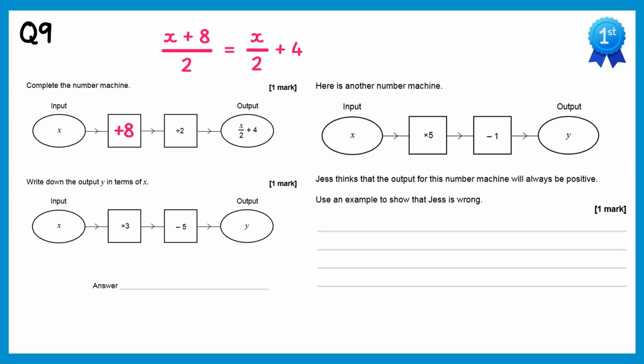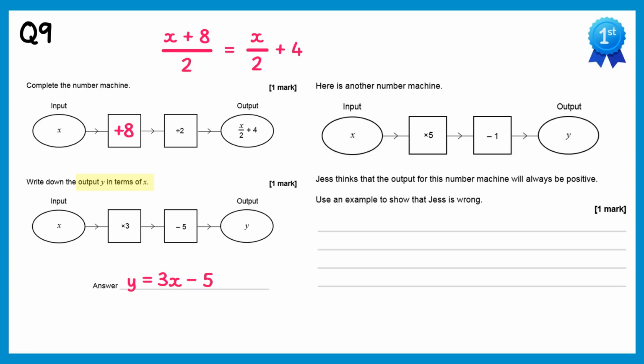For the next one, we need to write the output y in terms of x. So we start with x, we times it by 3, which is 3x, and then we take away 5, and then this gives you the output. Now it says y in terms of x, so usually we'd write the y at the front of this. So if we move it so it says y equals, now we're done.